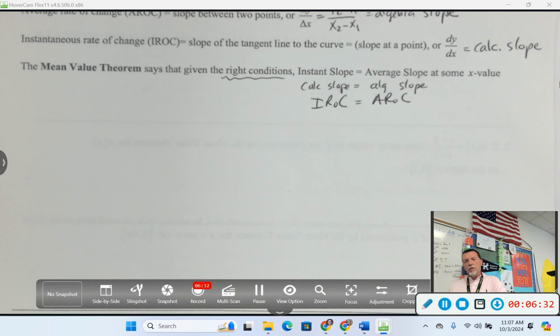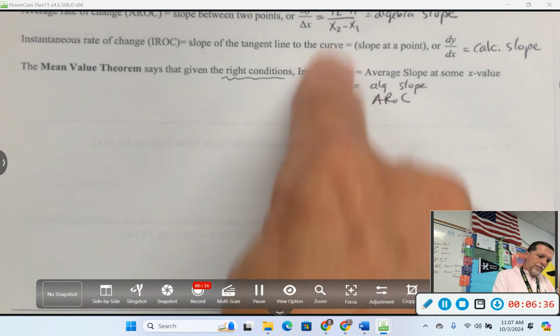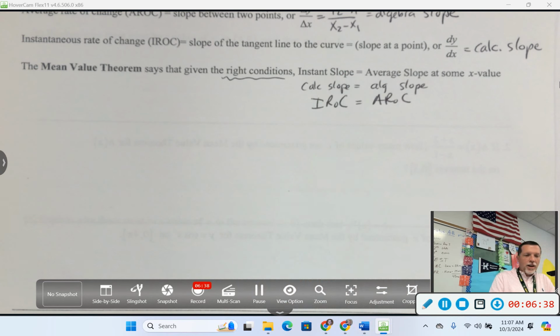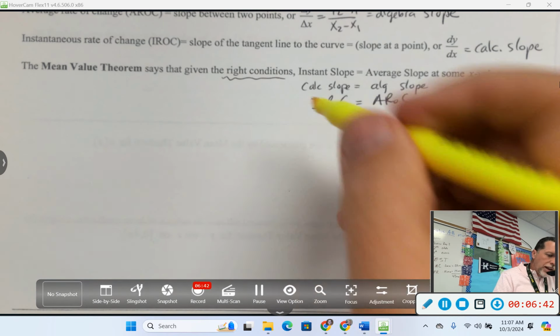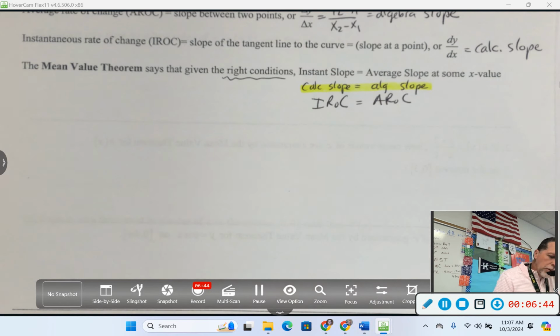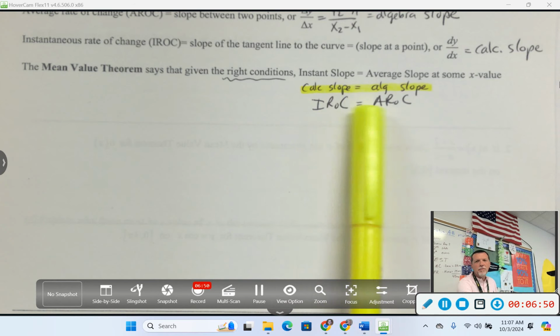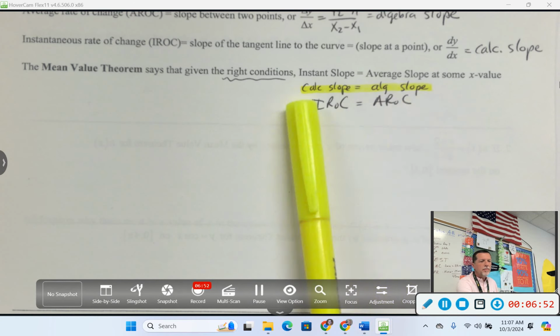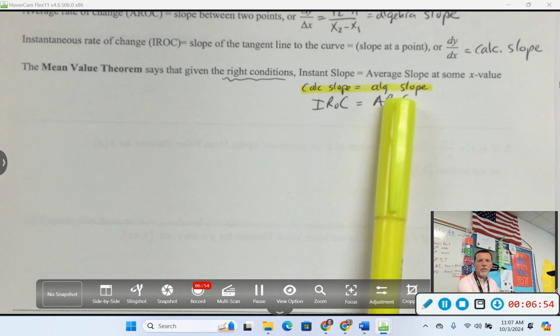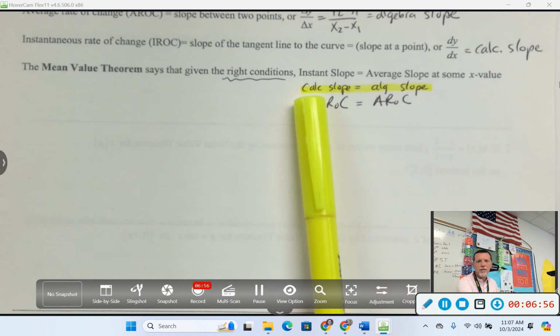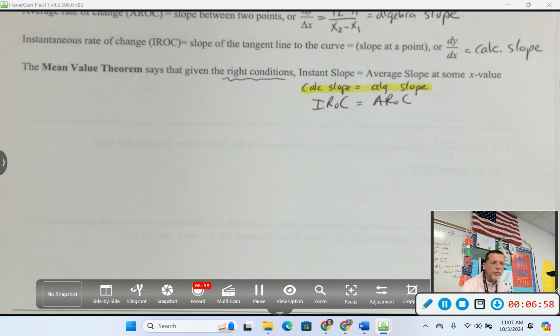So whichever one your brain kind of locks onto to remember MVT, you don't have to remember all of those. You just got to remember one of them. The one I like is calculus slope equals algebra slope. That's the one that makes the most sense to me, I think because it's a combination of a concept, but there's a little bit of an equation built into that. You know what algebra slope is. You know what calculus slope is. So we'll set them equal to each other.